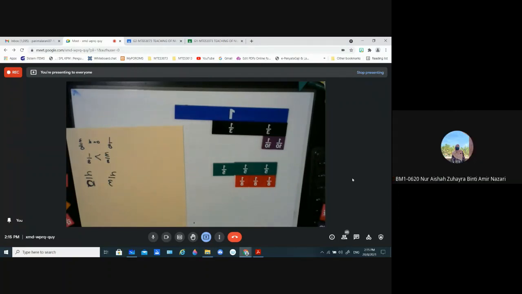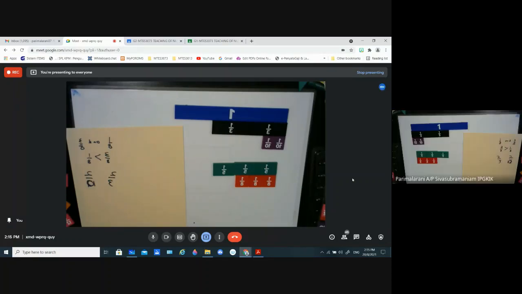The less denominator, the larger the fraction. Again? The smaller the denominator, the larger the fraction. Okay, correct. That means the smaller the denominator, the greater the fraction if the numerator is the same, correct? Why? Because if the denominator is smaller, it means the parts are bigger.